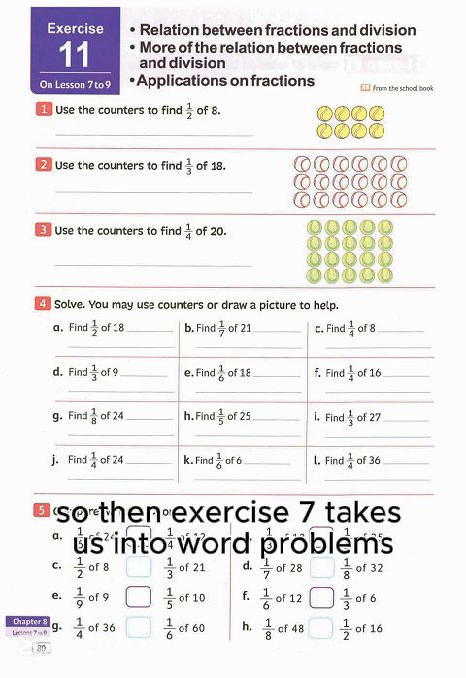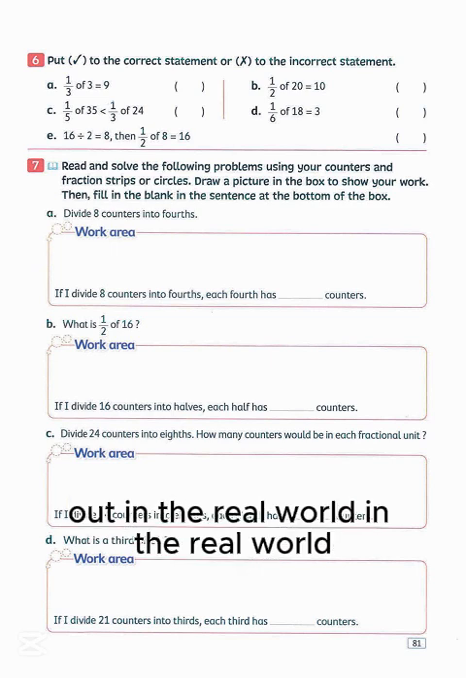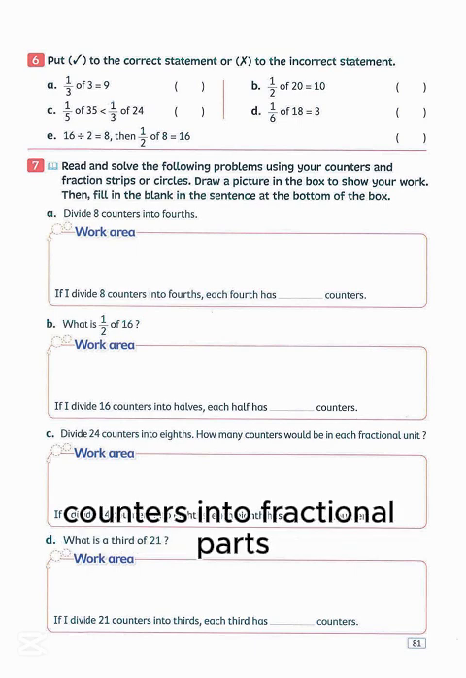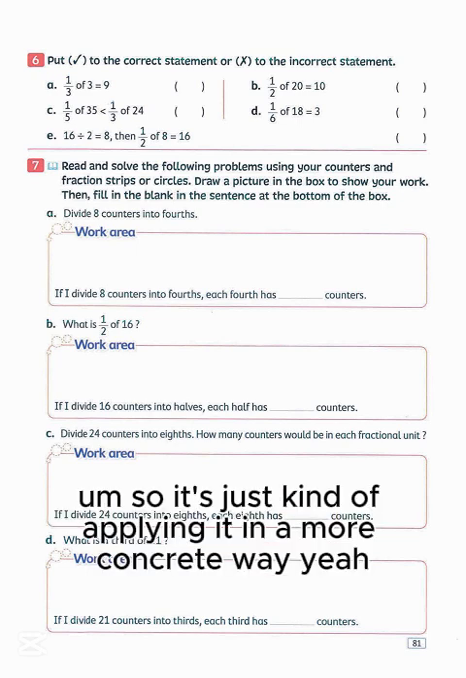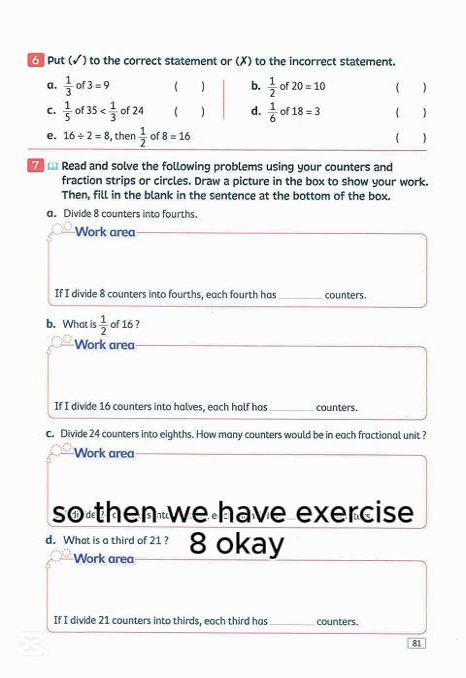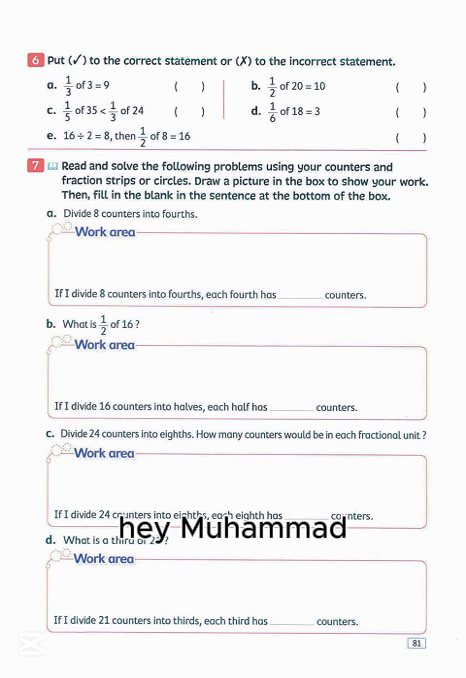Okay, so then exercise 7 takes us into word problems. This is where we get to see how these ideas actually play out in the real world. It gives us scenarios where we have to divide counters into fractional parts and find a fraction of a whole. So it's just applying it in a more concrete way. Makes sense. Okay, so then we have exercise 8. This one features Muhammad, and he has 12 apples.